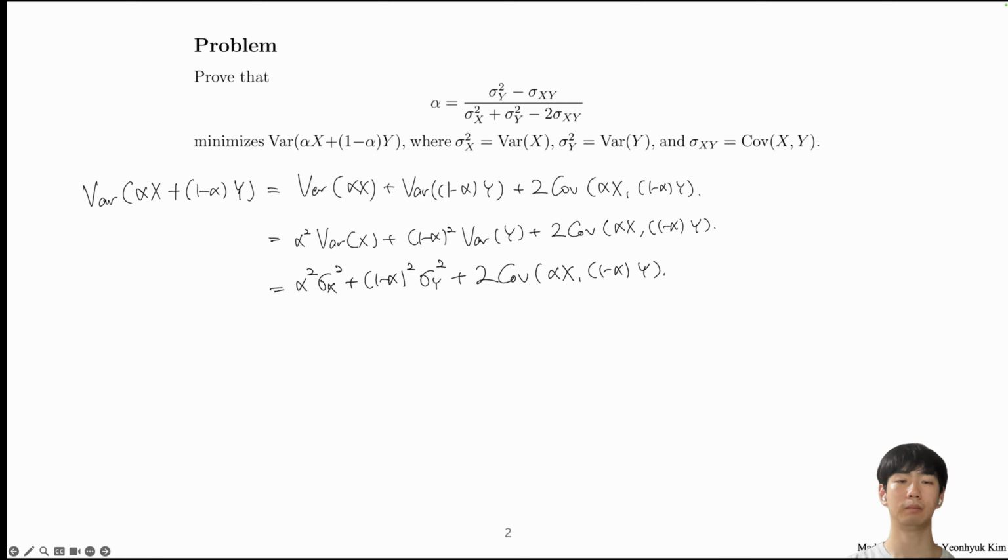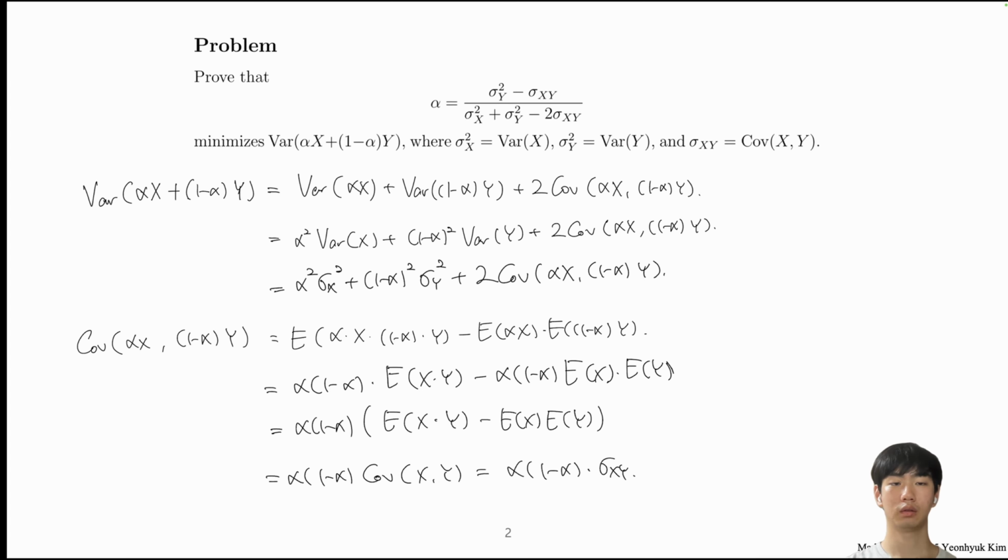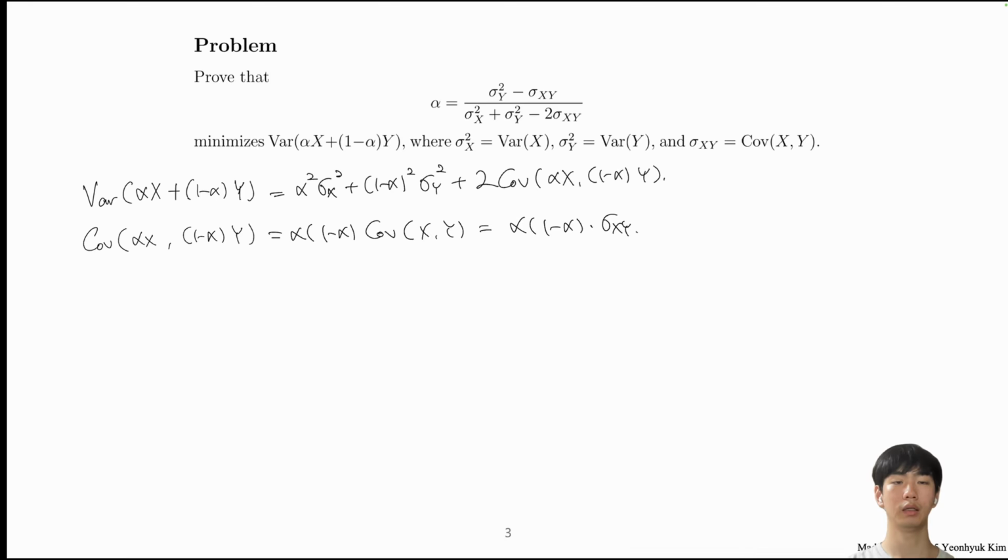With the characteristics of variance, we can take the constant out from the variance and replace it with the given condition, like this. And we can rewrite the covariance with expectations like this. After taking the constant outside, we can replace this part with sigma xy, like this. Now we have these two statements and we are going to mix them together.